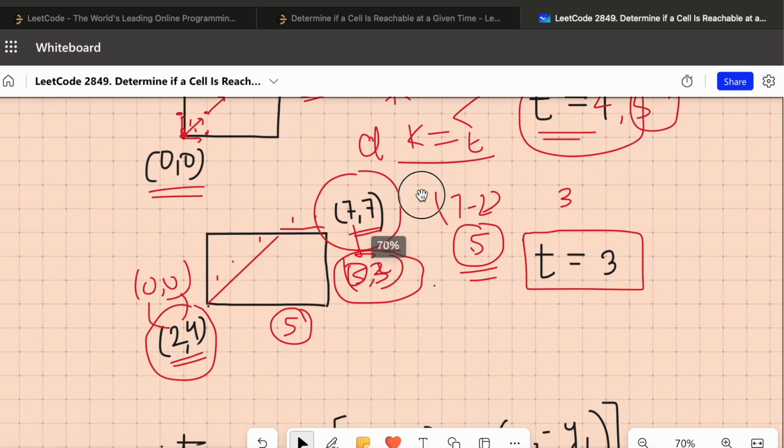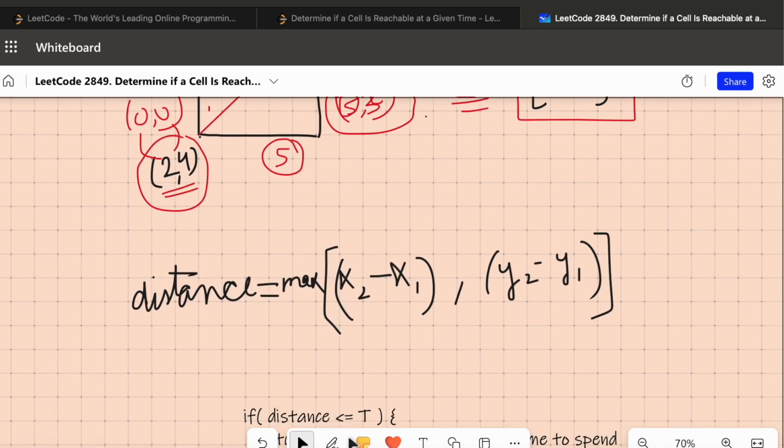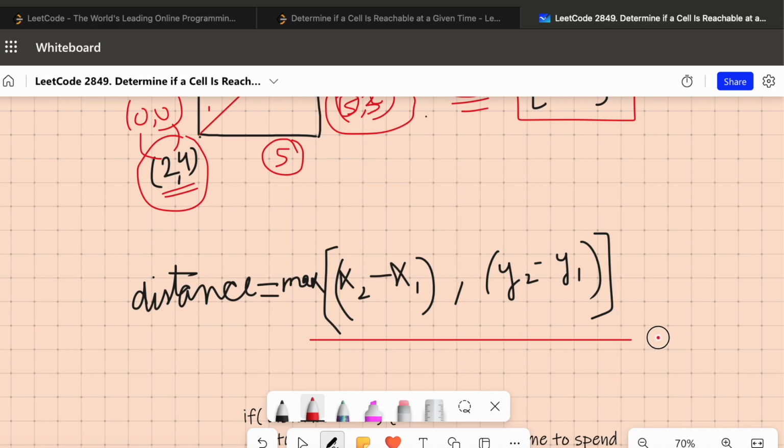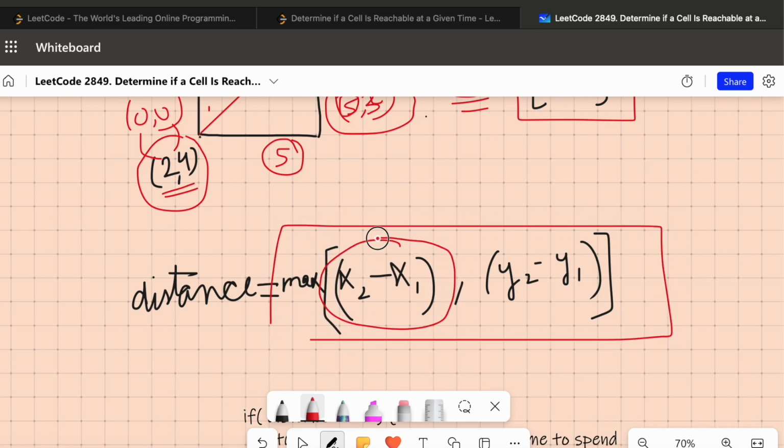Okay, let's move further. So we are able to calculate the distance between 2 points: the absolute value of the difference between x's and the difference between y's, and the maximum of both will be the distance.